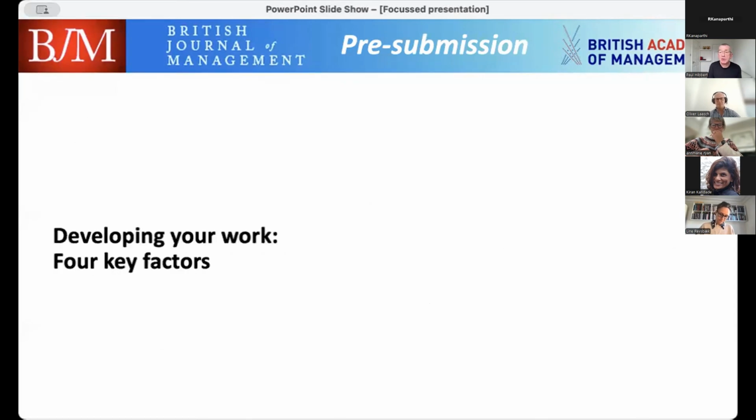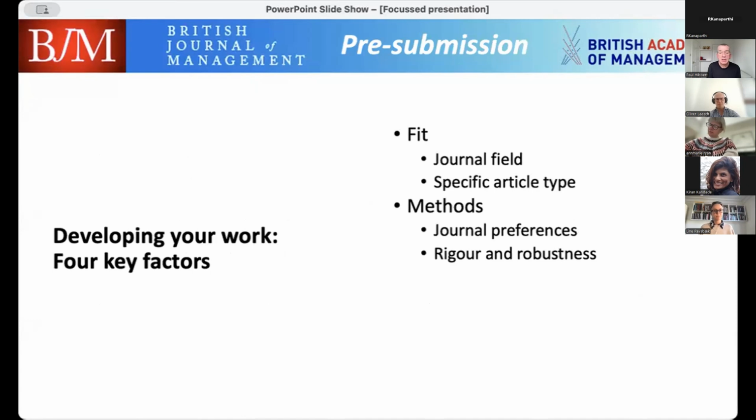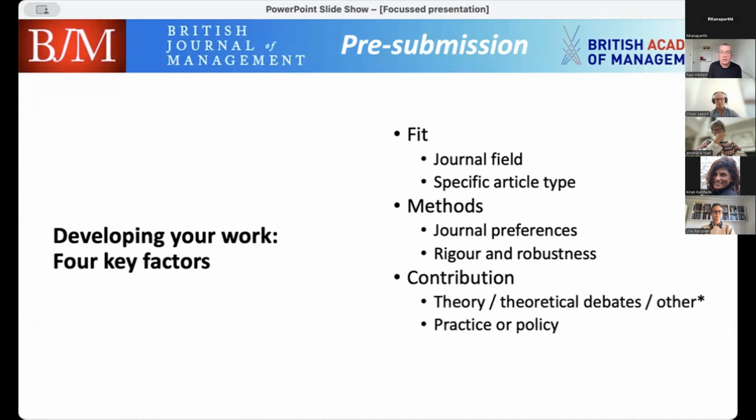So in terms of developing your work for submission, I'd say work on the fit with the field and the specific article type. Think about the methods, make sure you understand how the methods you are using are presented in your particular target journal, BJM in this case, and make sure you have the rigor and robustness being quite obvious. Make sure the contribution to theory is clear, as is your contribution to practice or policy, and you've thought about the hygiene or format issues.